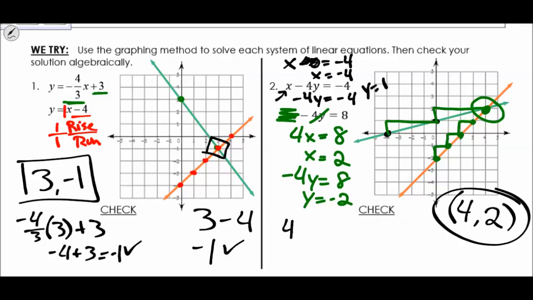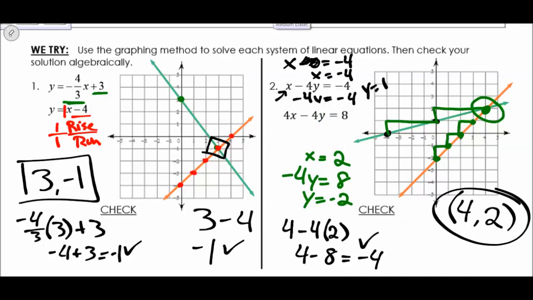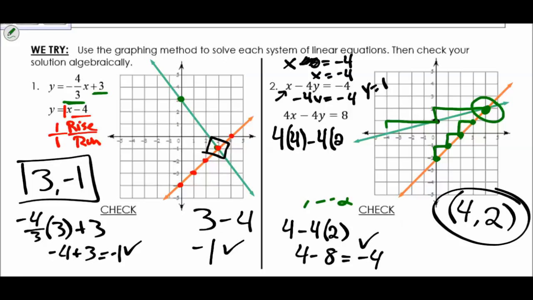I'm going to do 4 minus 4 times 2. 4 times 2 is 8. So 4 minus 8, that is -4. So I did that right. And for the second equation, I have 4 times 4. I'm going to do it up here. 4 times 4 minus 4 times 2. 4 times 4 is 16. 4 times 2 is 8. And 16 minus 8, that is 8. So it is on both those lines.